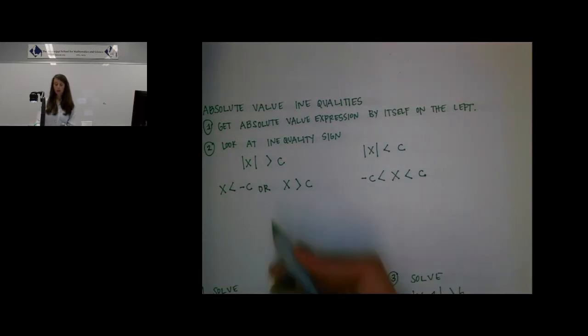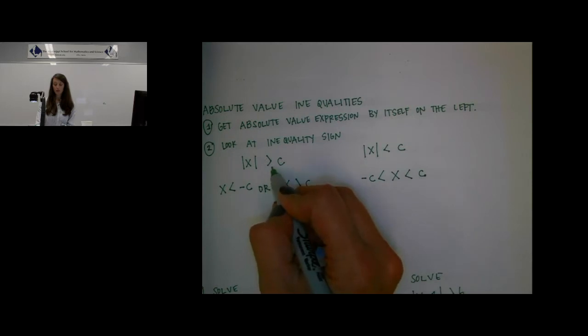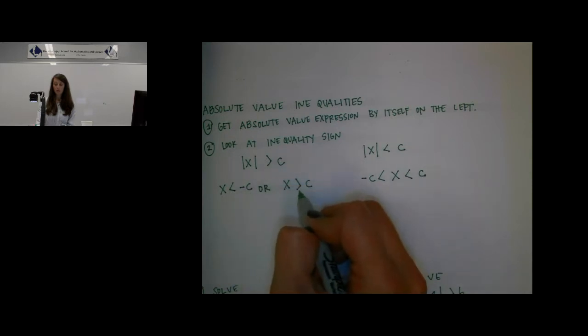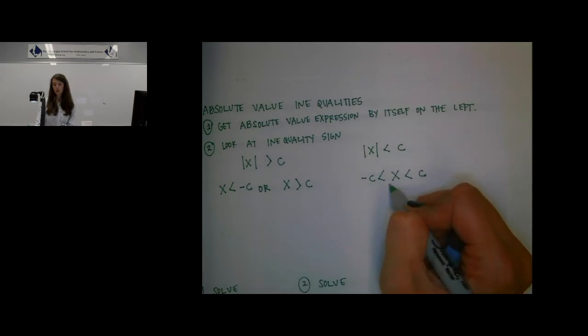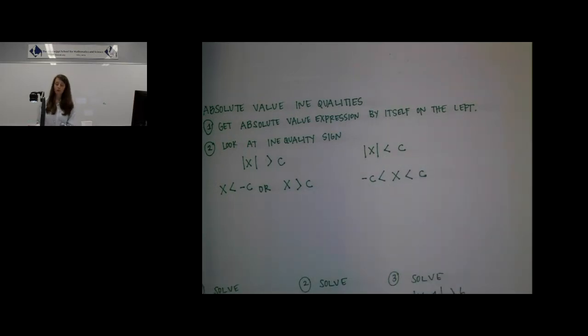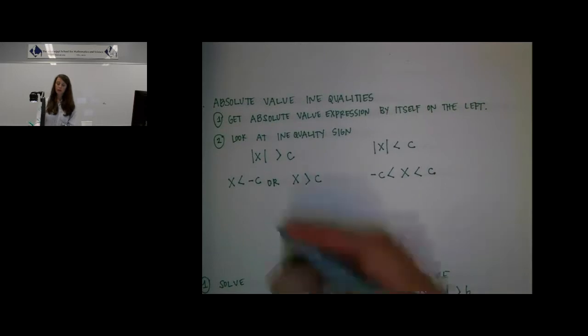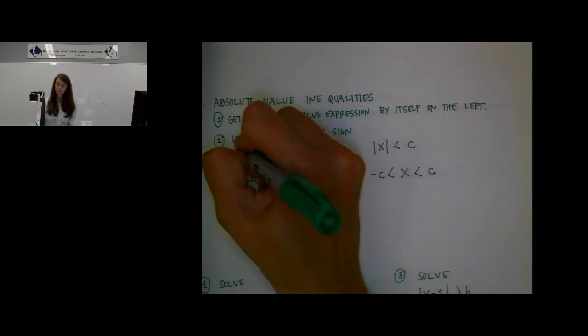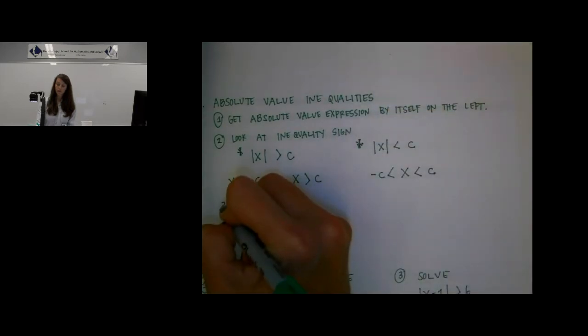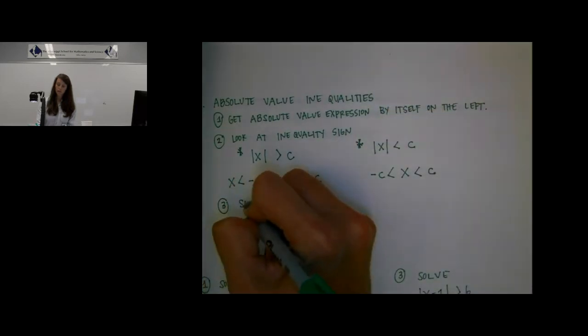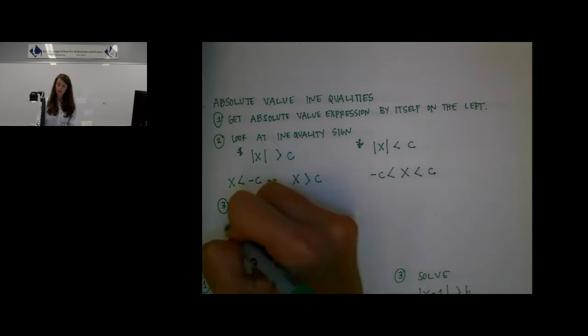You could also have it where it's greater than or equal to, then these would just be greater than or equal to, less than or equal to. If this was a less than or equal to, the equal to sign would just go underneath there. So look at the inequality sign. So here's your one case, here's your second case. Then you'll solve and graph.